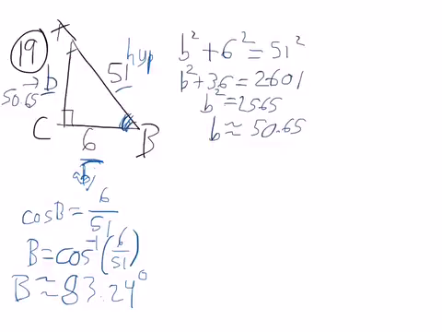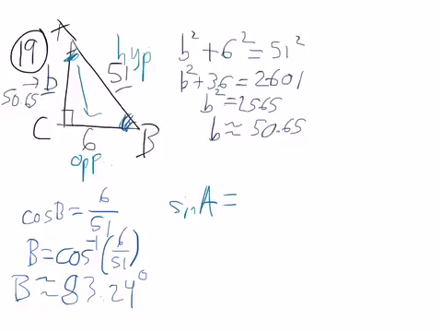So now let me think about angle A. If I look at angle A, I'm going to use those same sides, the 6 and the 51, but relative to A, their roles change a little bit. So relative to A, 6 is opposite, and 51 is still the hypotenuse. So opposite and hypotenuse, that's sine. So sine of angle A is opposite over hypotenuse. In order to figure this out, I'm going to use inverse sine.